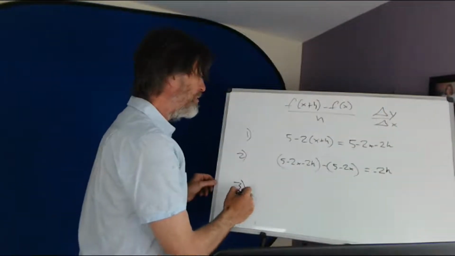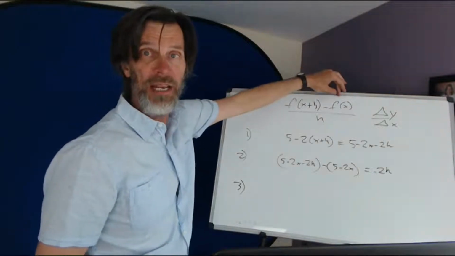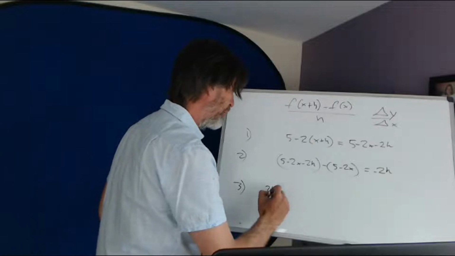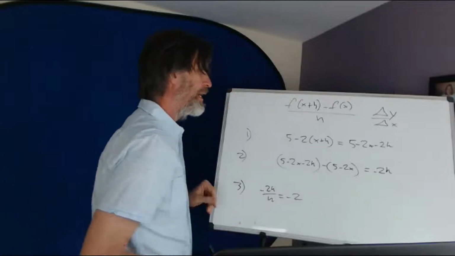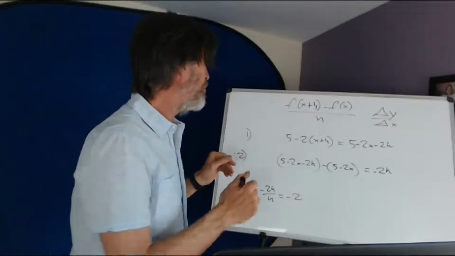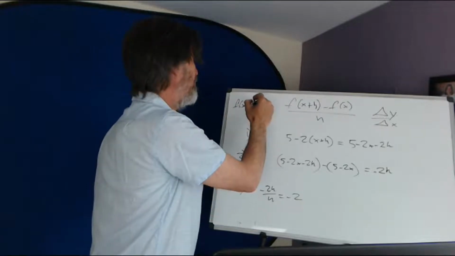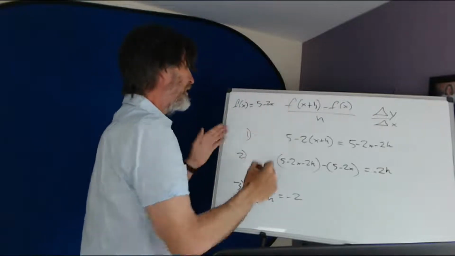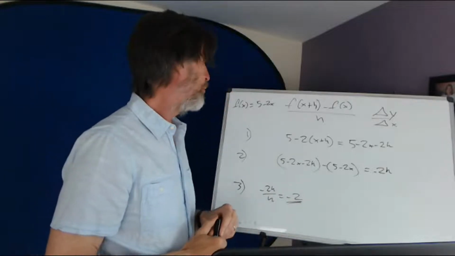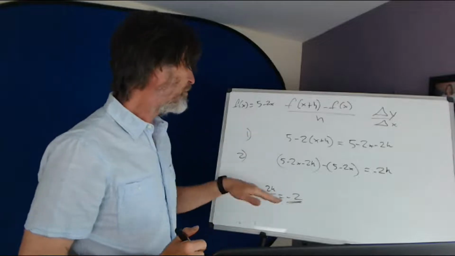Now in step 3, you take that result, which is now the numerator, f of x plus h minus f of x, and divide it by h, and you get minus 2. What does that tell you? That tells you that the slope for any point on the graph, f of x equals 5 minus 2x, is always equal to minus 2, regardless. Notice there's no x anyplace in here. The slope is always minus 2.